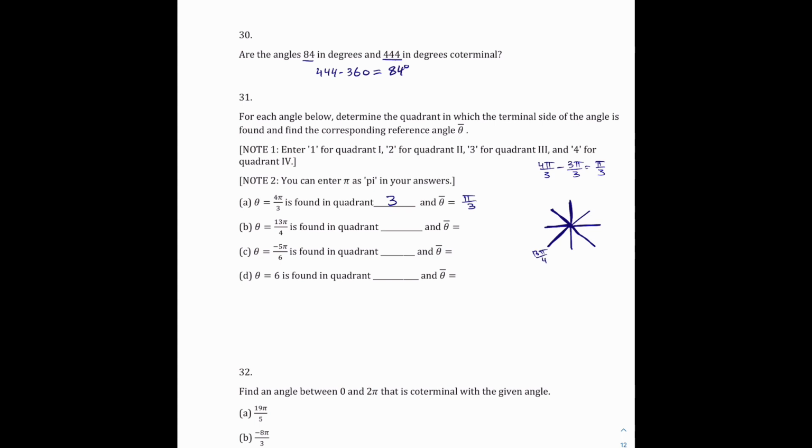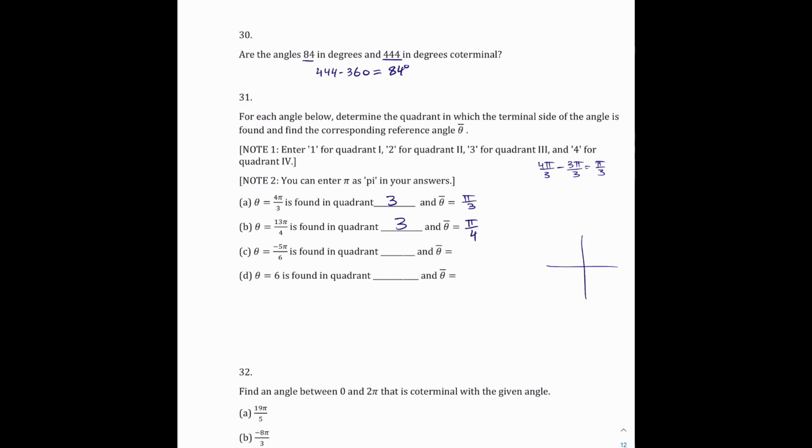Okay, after some revolutions. So in order to find the reference angle, it is basically this angle right here, which is going to be pi over 4. That is a quarter, so that is pi over 4. I'm just going to delete that one. So this is in the third quadrant. And then theta equals negative 5 pi over 6. This is again in the third quadrant.